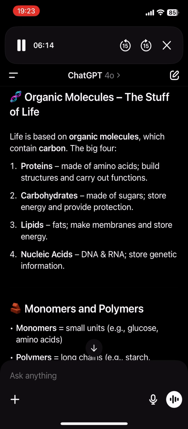Monomers and polymers. Monomers are small units, e.g. glucose, amino acids. Polymers are long chains, e.g. starch, proteins. Covalent bonds link monomers into macromolecules, which are essential to all life forms.